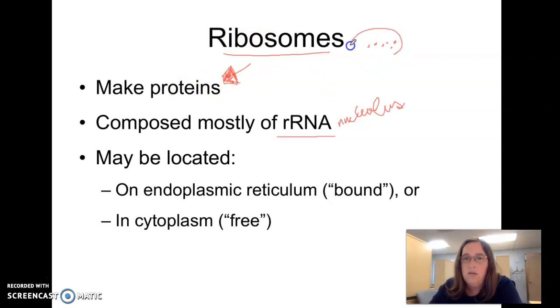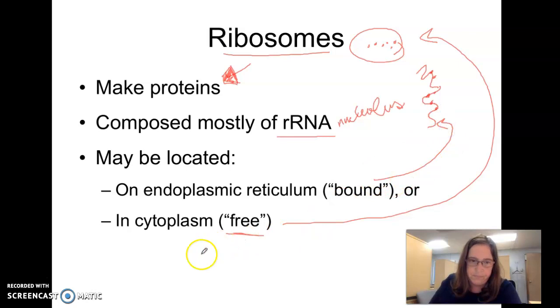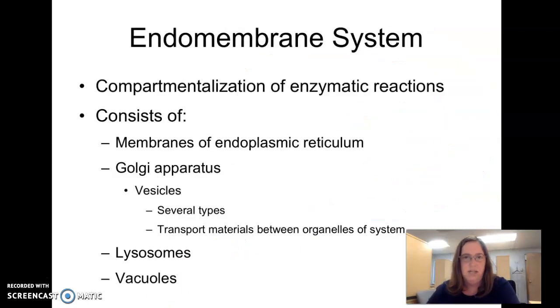They might be free floating in the cell, or they might be attached to something, and then they're what we call studded or embedded. If they're in the cytoplasm, they are free, just floating around. Or they might be bound to something. So if this is our ER, we're going to see them attached, and here they would be bound on the endoplasmic reticulum. And I'll show you a picture of them as well.